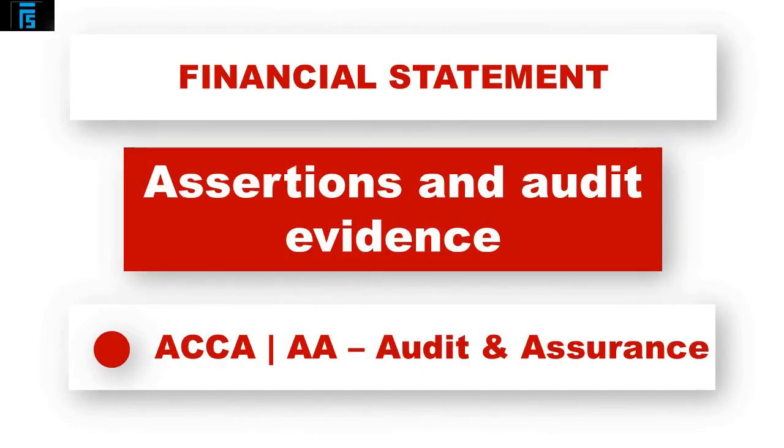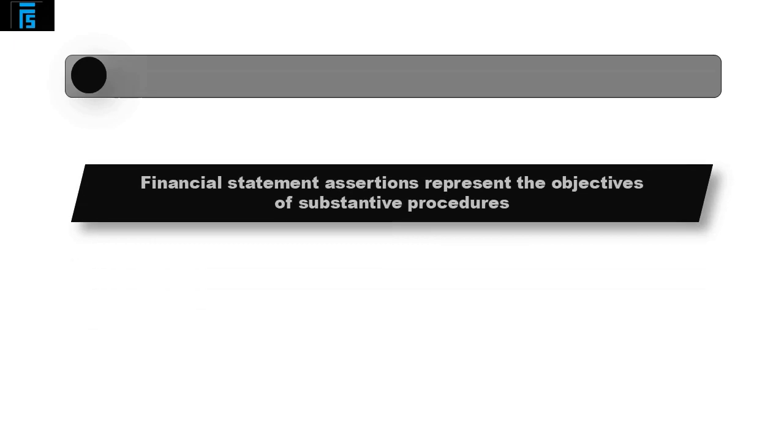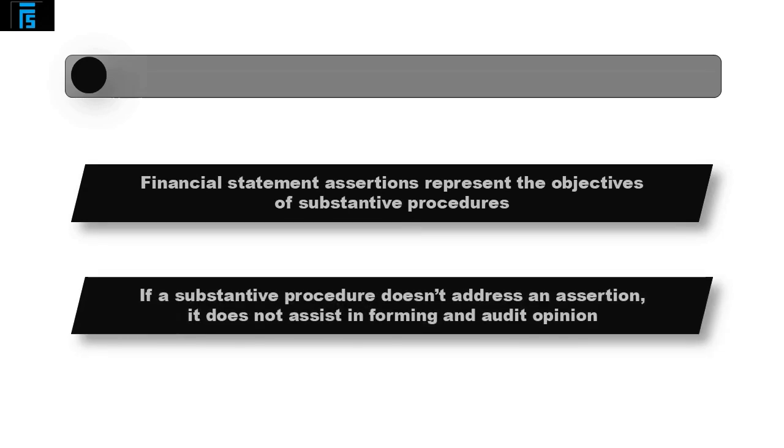This video will cover the topic of the financial statement assertions. These assertions relate directly to the substantive audit procedures that the auditor carries out during the audit process. In simple terms, the financial statement assertions represent the key objectives of the substantive audit procedures that are prepared. If a substantive procedure does not address an assertion, it does not assist the auditor in forming the opinion.